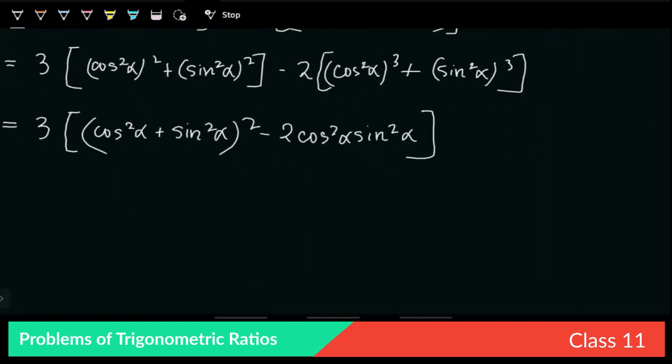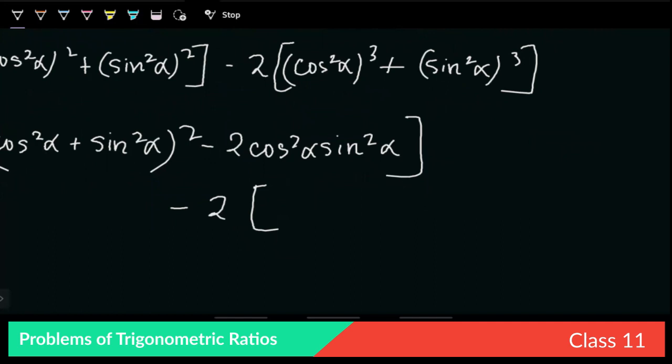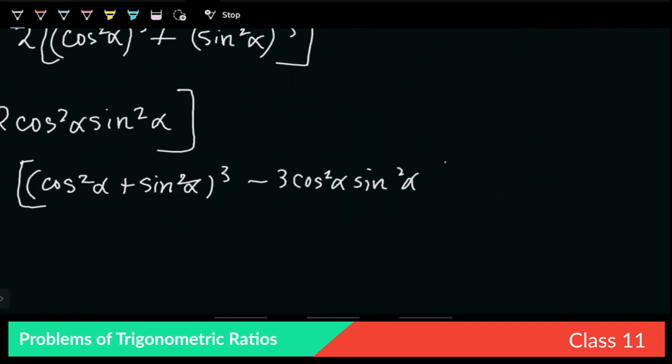Now see, if I consider cos square alpha as a and sine square alpha as b, it is in the form of a cube plus b cube. So what is the formula of a cube plus b cube? It is (a plus b) whole cube minus 3ab into (a plus b), where ab means cos square alpha into sine square alpha.